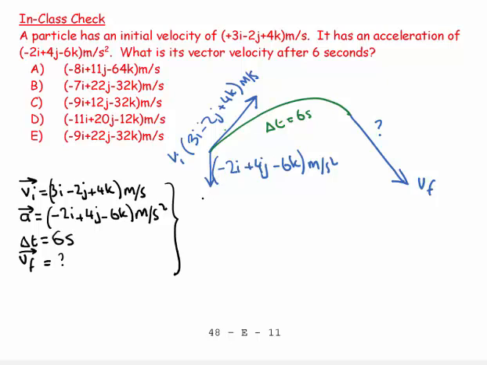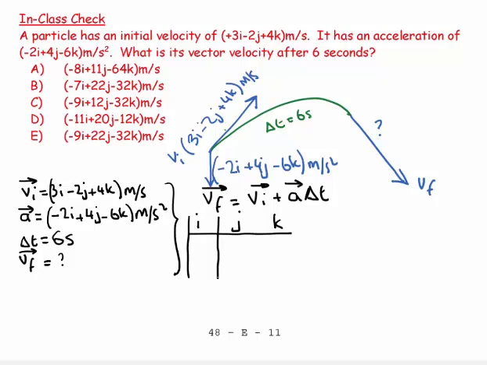So I say, well, the equation I'm going to use is VF is equal to VI plus A delta T, and I just need a way of laying this out so I can do these additions. So I make a table. I go I, J, K. This way I can keep track. And so I do a grid system.